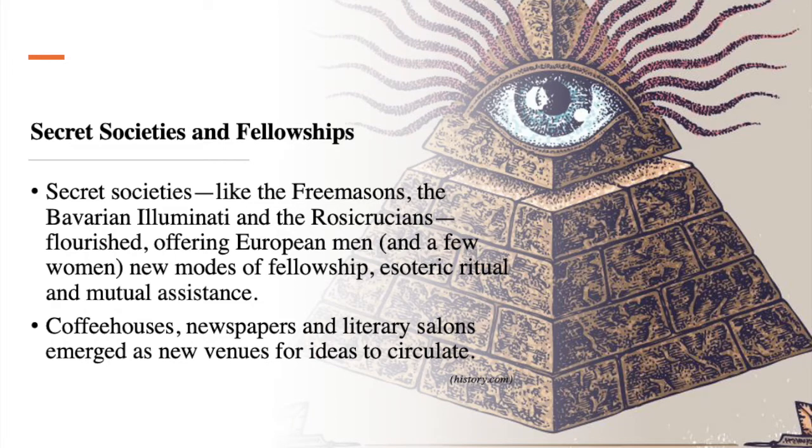And other than secret societies, there are also common people talking about ideas in different places like coffee shops or coffee houses, newspaper and literary salons, which emerged as new venues for ideas to circulate. There are different places in the city, in the entire country, where people would just flock together and have quote-unquote fellowship, talking about ideas, talking about reason, and of course anything about life and how rationality will be able to better life for them as a community, as a country.